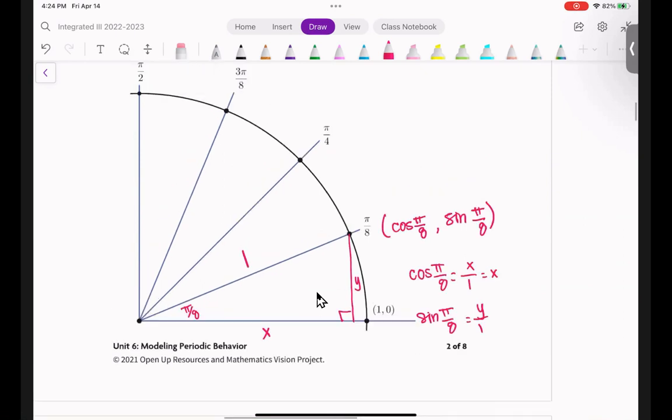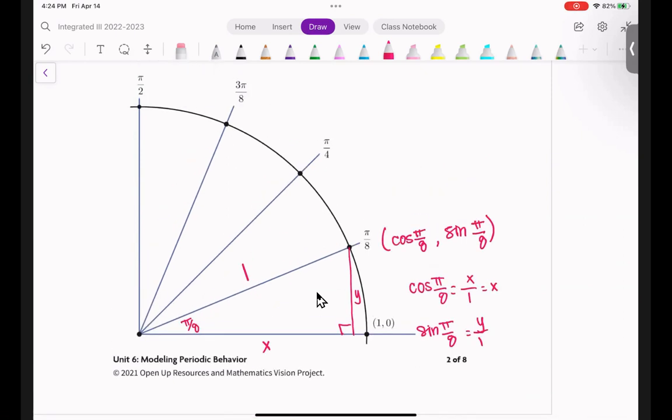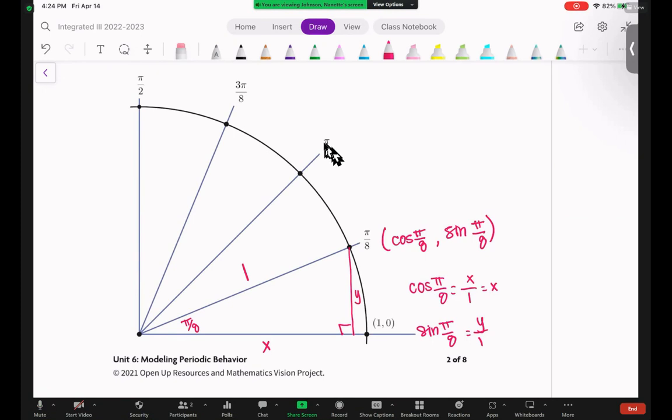So go ahead and pause the video and find me my coordinates for pi over 4, pi over 2, pi over 8, 3 pi over 8, all of them by using your triangles to distinguish that.